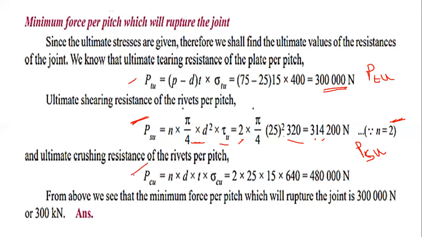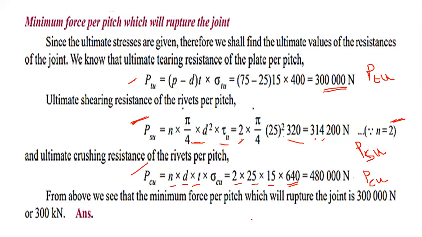Now the final value for crushing, ultimate crushing strength PCU. PC is the crushing strength, U is the ultimate crushing strength. PCU equal to number of rivets into diameter of the rivet into thickness of the plate into sigma cu. D into T is the crushing area, n is the number of rivets, sigma cu is the ultimate crushing stress. N equal to 2, 25 diameter, 15 mm thick, 640 is the ultimate crushing stress. The value is 480,000, the ultimate crushing strength. PCU is the ultimate crushing strength.